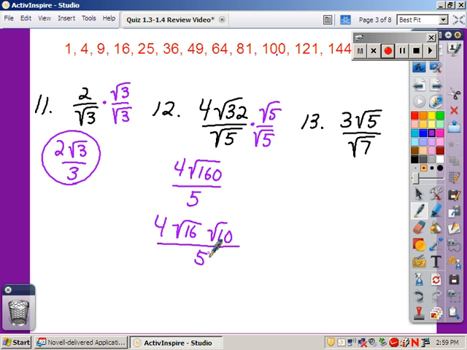So I got 4, and then I got square root of 16, which is also 4. And I can't do anything with that. So I got 4 and times, really, what is 4 again? So 4 times 4, that's just 16. And then I got the square root of 10 left over, and that's still all over 5. And finally, done.